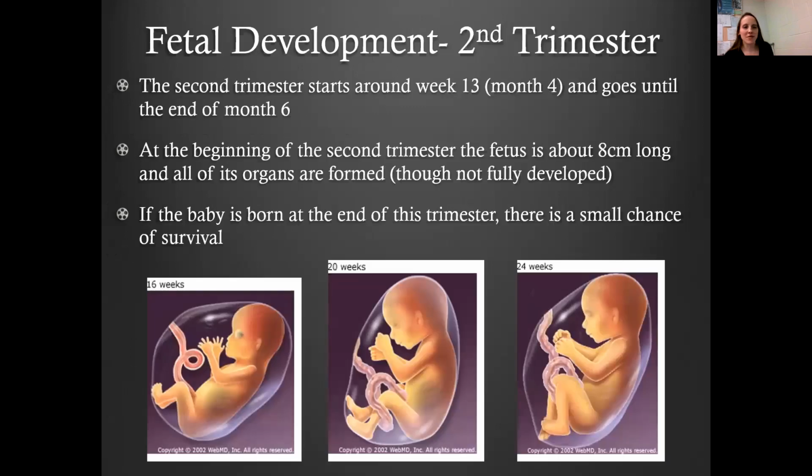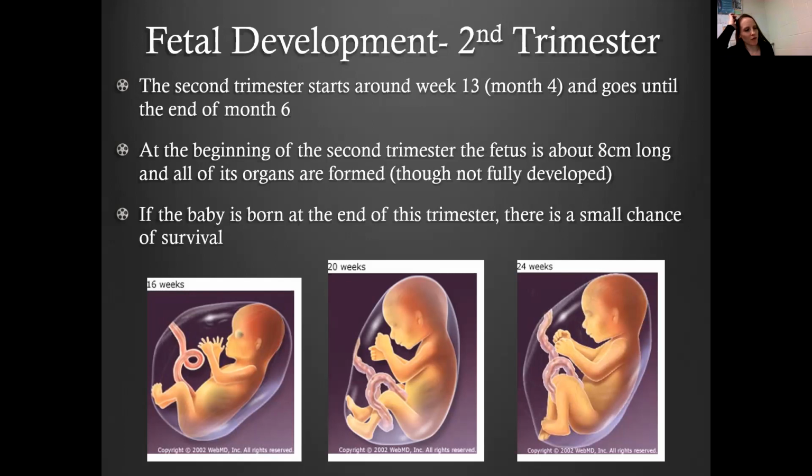And then we get into the 2nd trimester. So the 2nd trimester is week 13 or about month 4, and will continue on until the end of month 6. So month 4, 5, and 6 are all the 2nd trimester. The fetus will go from being about 8 centimeters long at the beginning of this. All of the organs, again, are formed but not developed.